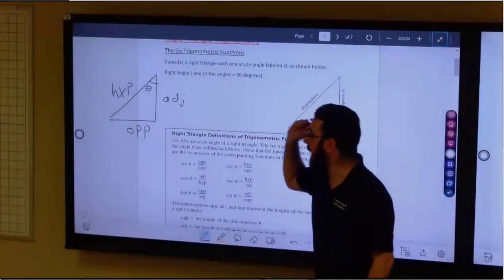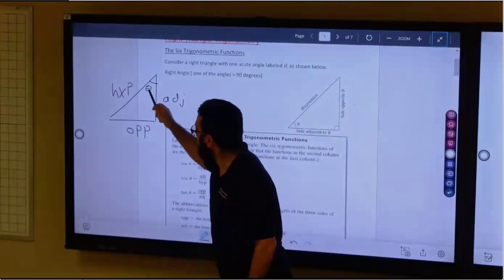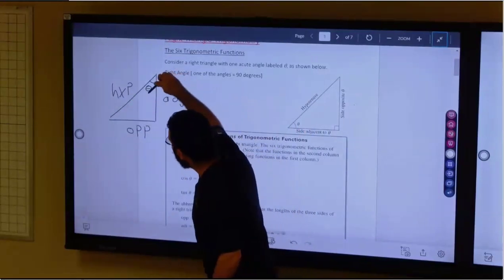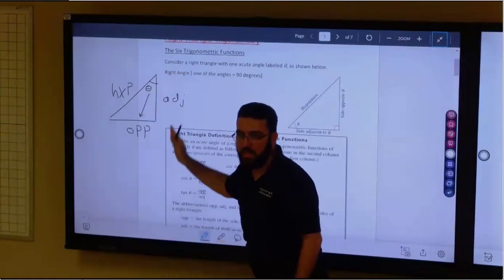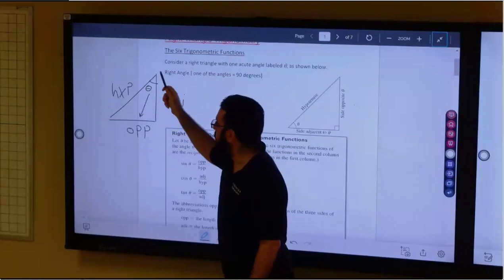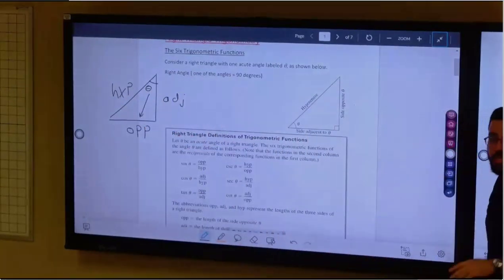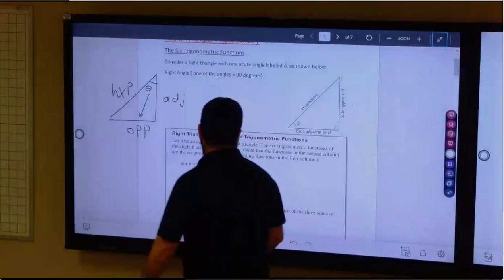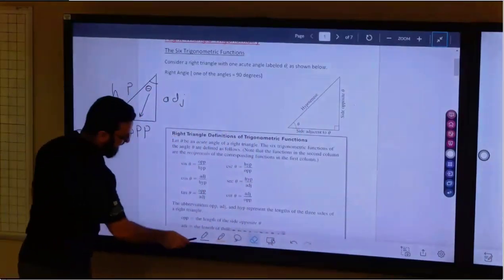You got it? It depends on the location of the angle. So write this down. If you have the angle in this location, that means this is the opposite side, which is opposite to the angle here. This is the side beside the angle, the adjacent. And this one is going to be the hypotenuse, HYP.